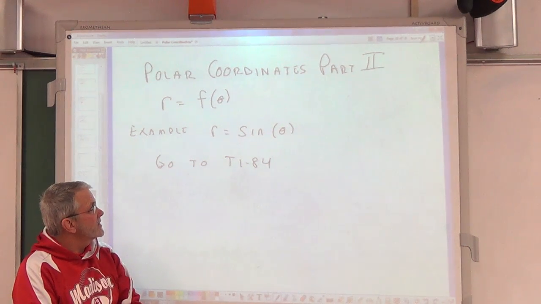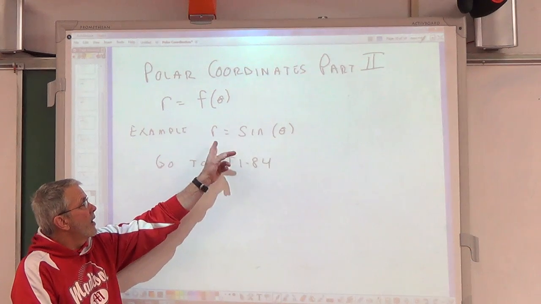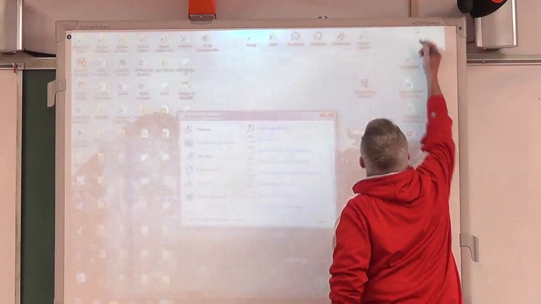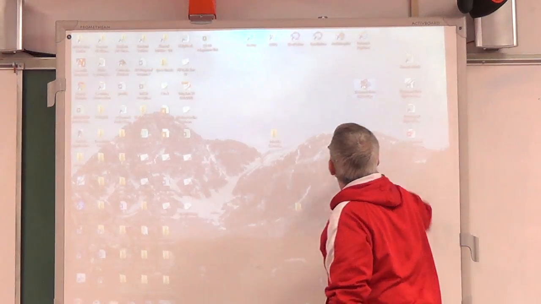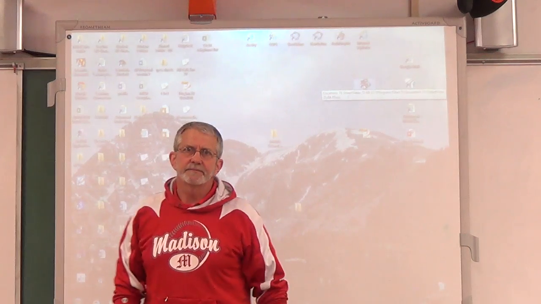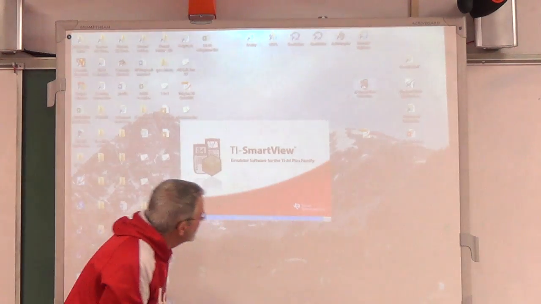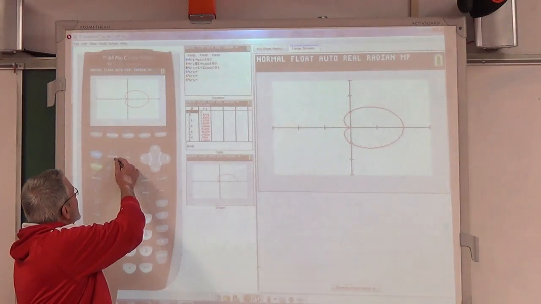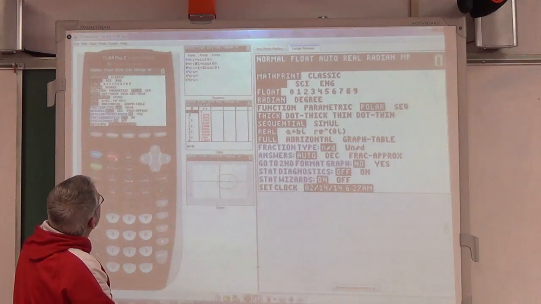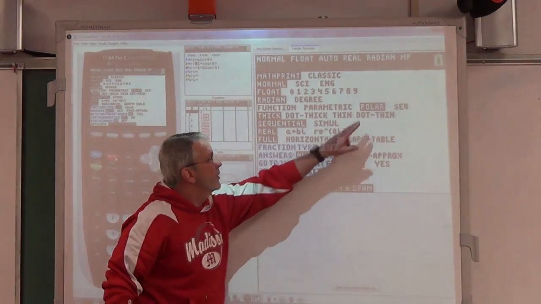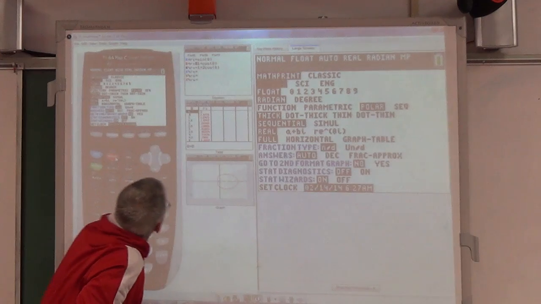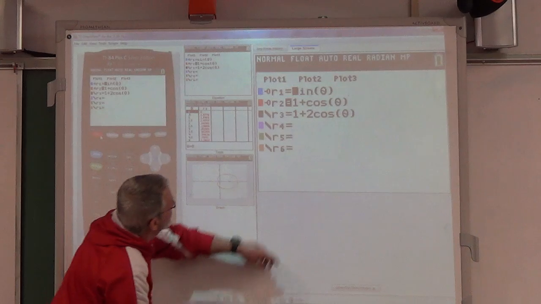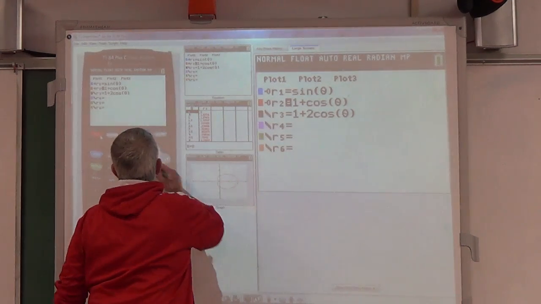So the first example is a very simple example. I'm going to look at r is equal to sine of theta. I'm going to open up my graphing calculator here and take a look at that rascal and just see what it looks like. Okay. So I'm going to make sure that I'm in polar mode. And I am. If you notice, I am in polar mode. I was reviewing some of this earlier today. So I have the sine of theta right there. I'm going to turn that graph on, turn this graph off.